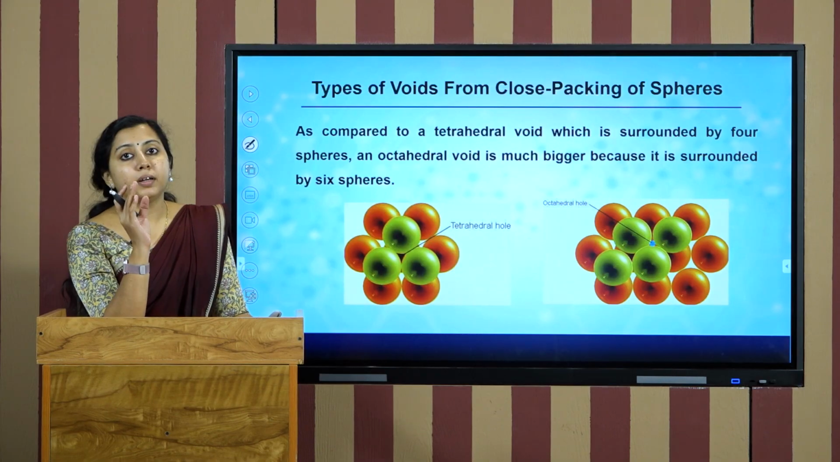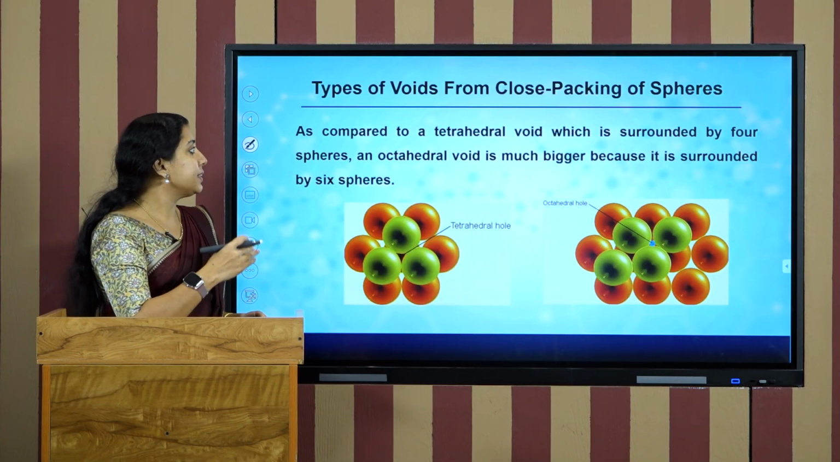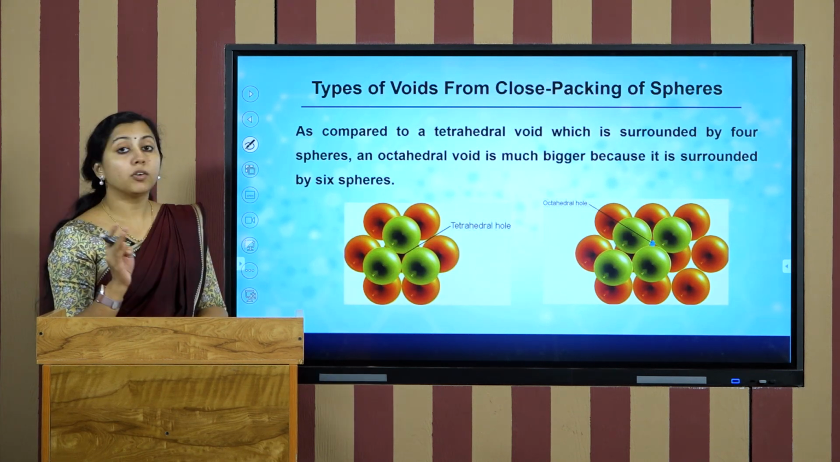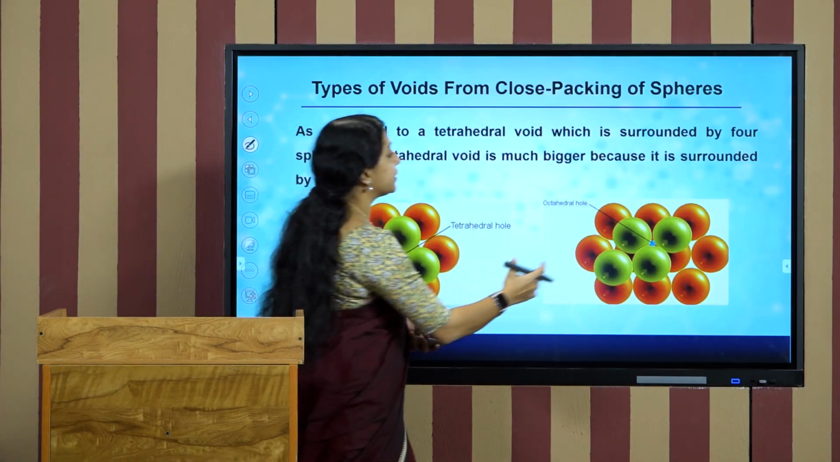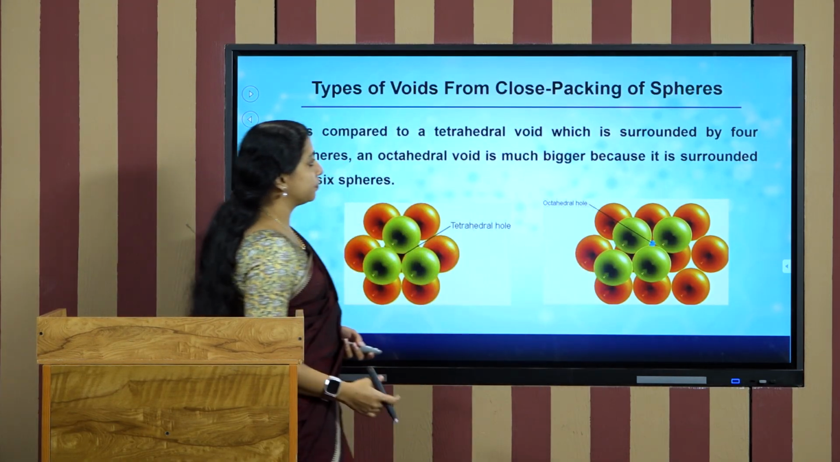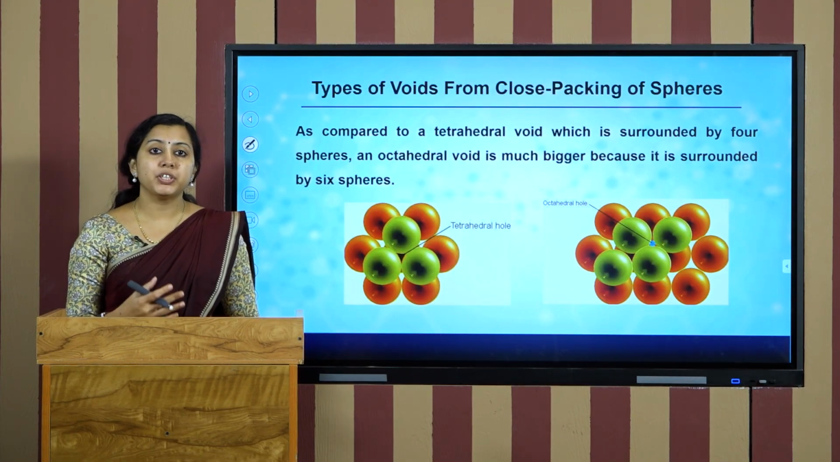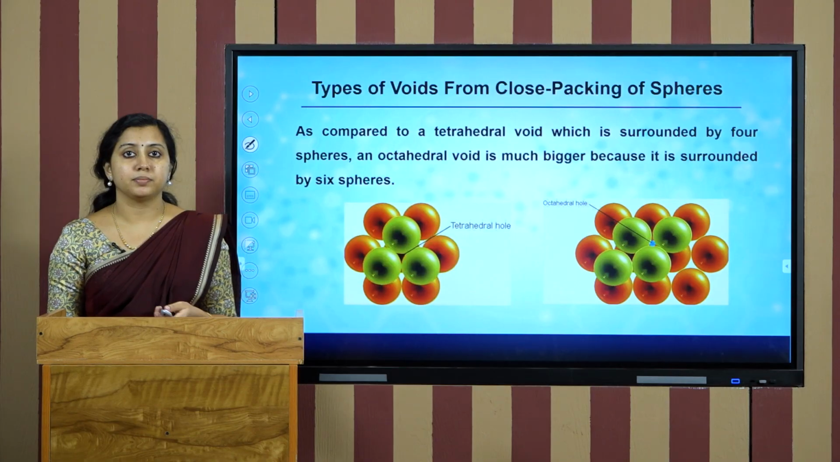So, when we compare a tetrahedral and octahedral void, we can see that a tetrahedral void is surrounded by 4 spheres, whereas an octahedral void is surrounded by 6 spheres. So, an octahedral void is much bigger since it is surrounded by 6 spheres.